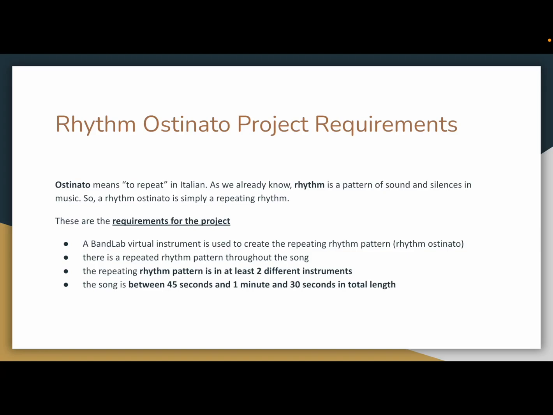Hello everybody. So, as you know, in our last lesson, we took our time to get started on our Rhythm Ostinato project in BandLab. We started putting in some loops, we started getting some things going. Most of us made sure that we met the last requirement of the project, that our song was between 45 seconds and a minute and a half.